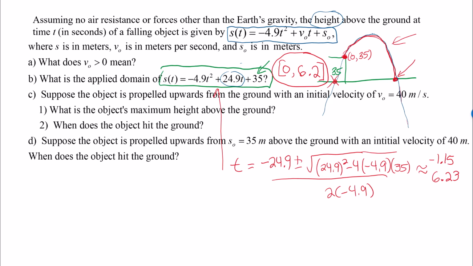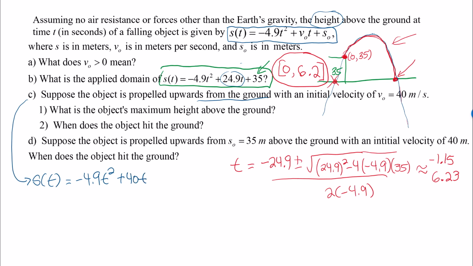Suppose the object is propelled upward from the ground with an initial velocity of v0 equal 40 meters per second. What is the object's maximum height above the ground? Okay, so we're starting upwards from the ground, so let's write our equation. This one would be the equation that fits part C, and it's going to be negative 4.9 t squared. That's the gravity pulling down term, and then the next term is for our initial velocity, which was 40, so we put that in for v0, so plus 40t.